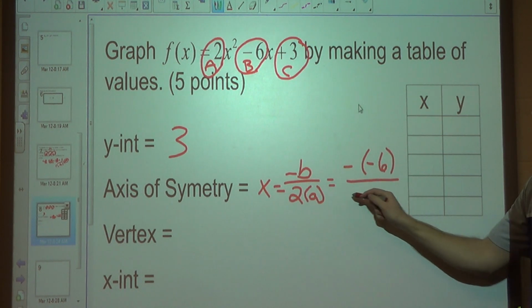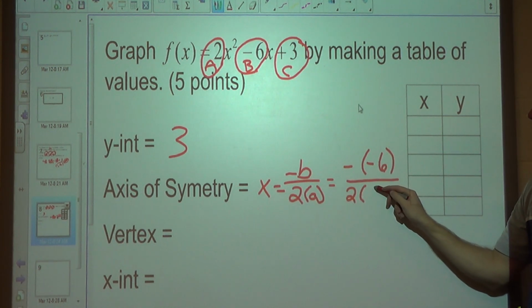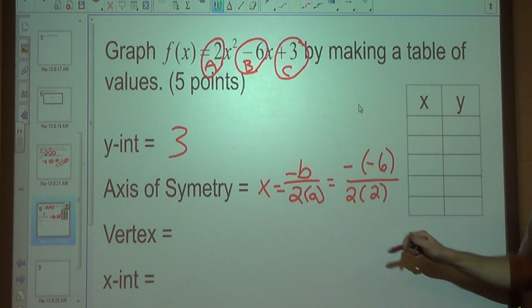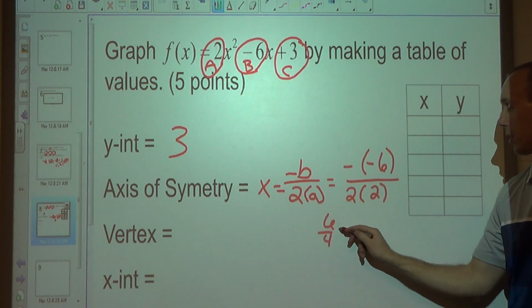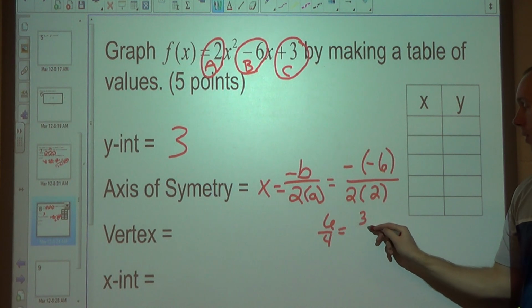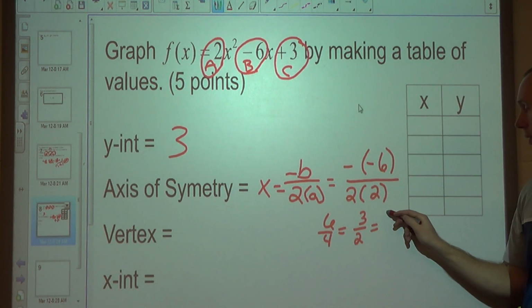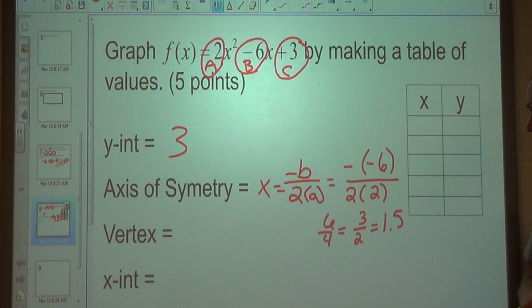Okay? And then over 2, and then what's a up here? 2. So then it'd actually be a 6 over a 4, which turns into a 3 over 2, which if you want to turn that to a decimal would be 1.5. Okay, so the axis of symmetry is at 1.5.